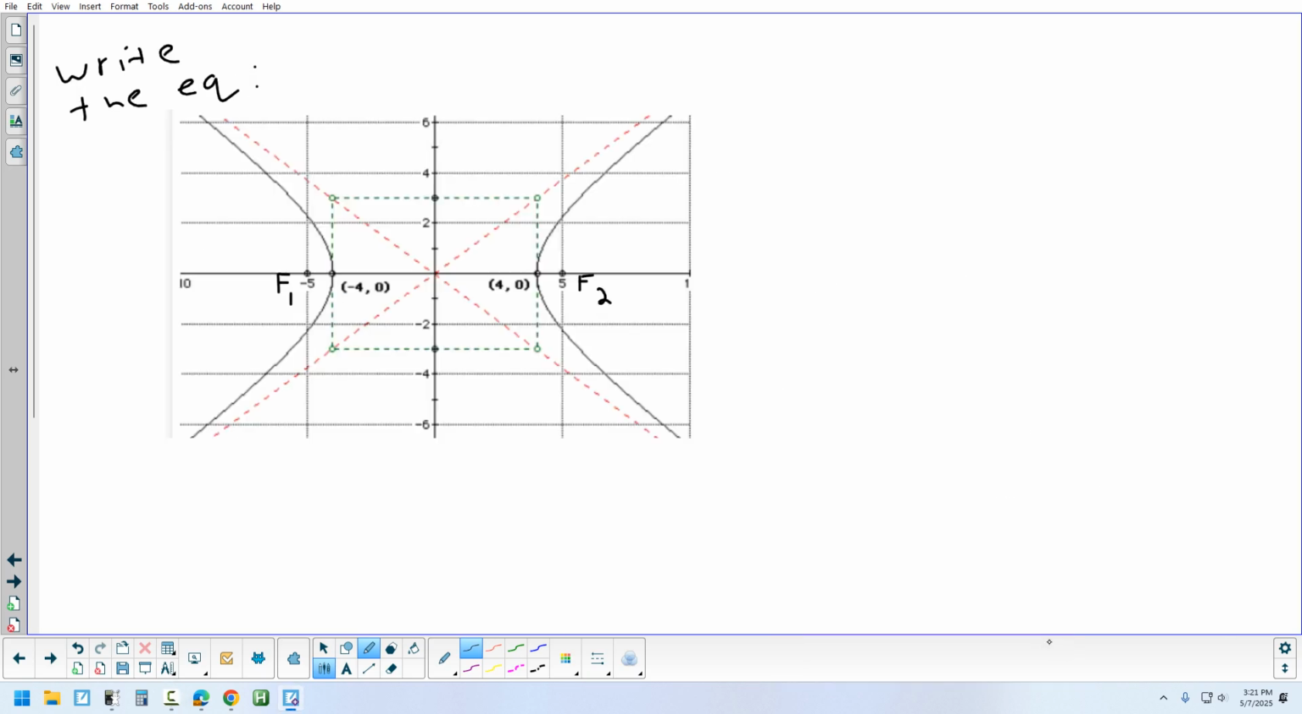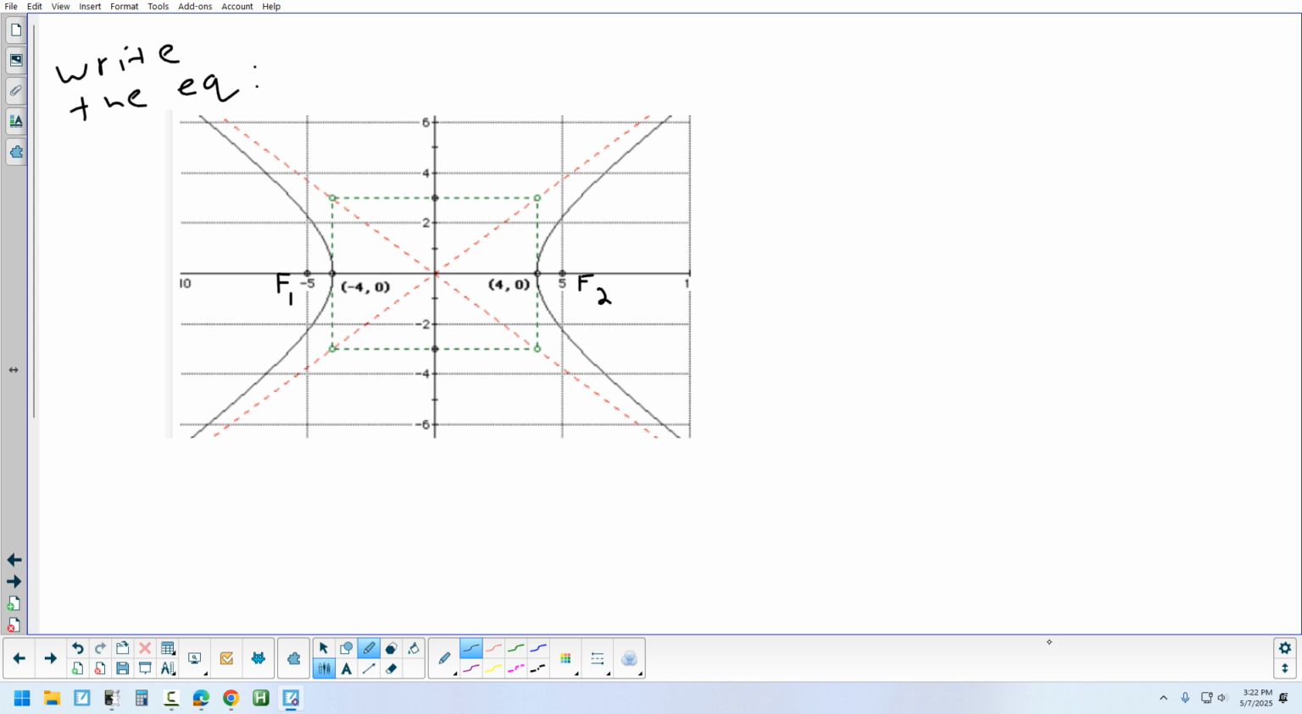Okay. All right, so now we're going to look at hyperbolas. So we've got a picture of a hyperbola, and we want to find the equation for it. First thing we want to figure out is the center. Where does it look like the center of this hyperbola is? 0, 0. Yeah, because if you look at the two vertices, negative 4, 0 and 4, 0, the midpoint of them is 0, 0.